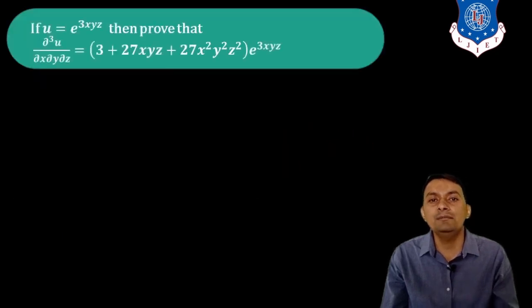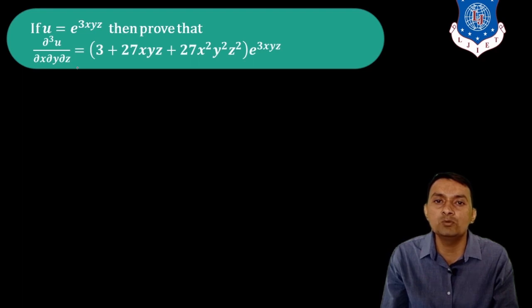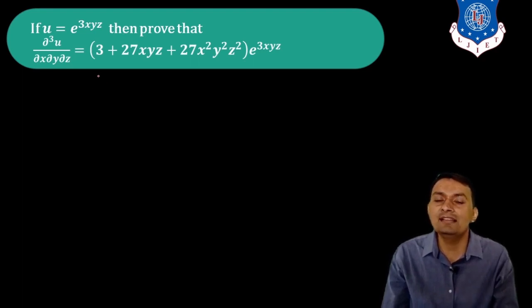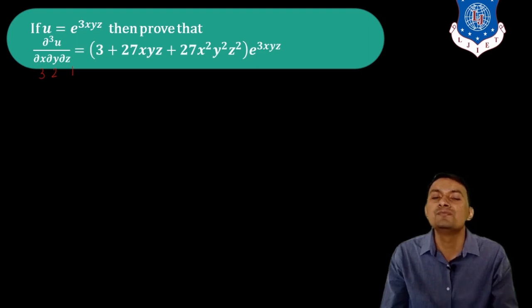So now coming to the next question. If u is equal to e raised to 3xyz, then prove that this one. From the question, it should be clear what we have to determine first. First we will take the partial derivative with respect to z, then after that the partial derivative with respect to y, and then the partial derivative with respect to x. And we will keep that order in mind.